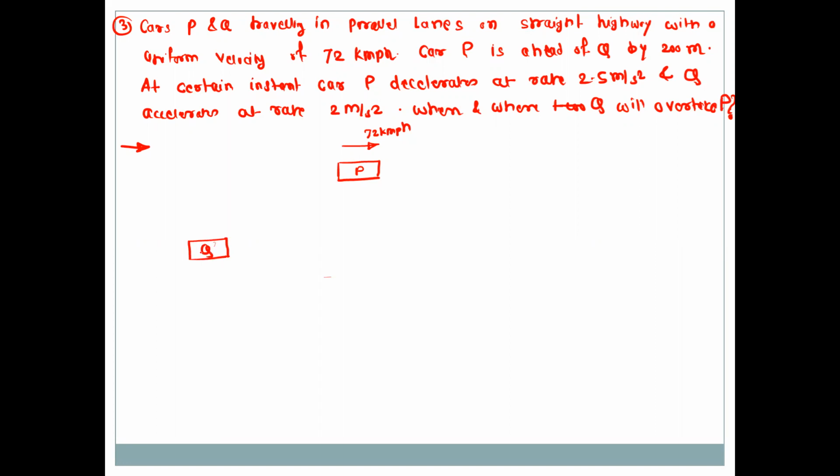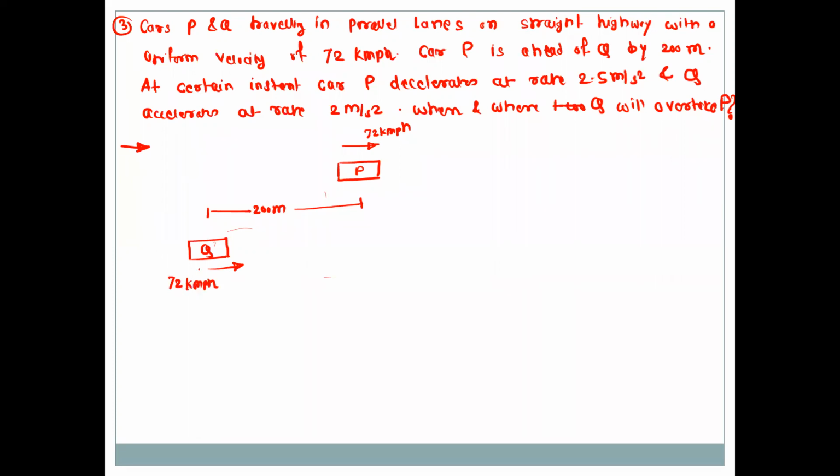So this is the position of the car Q, and this distance, this is 200 meter. Okay. At this time instant, both the cars are having the same speed, and which is the initial speed of 72 kmph.